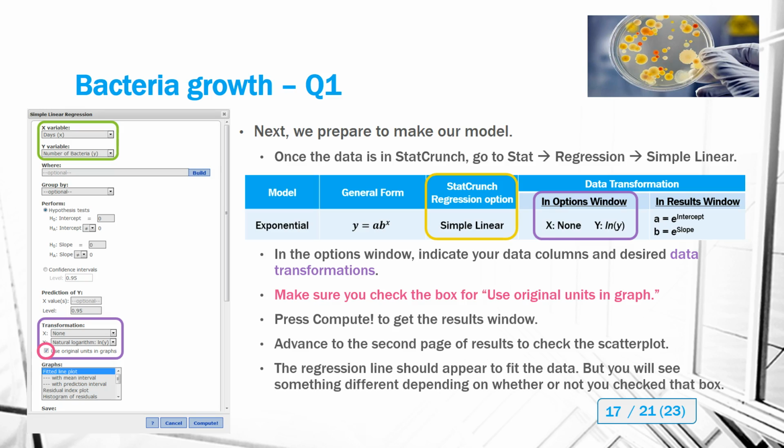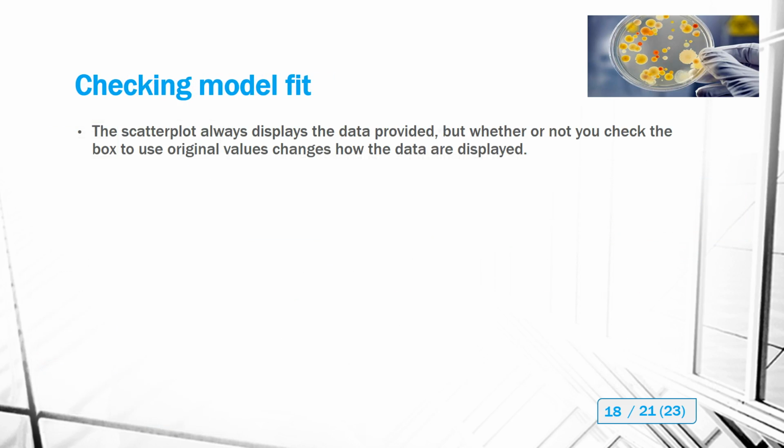Then you press compute, go to the second page of your results to see your scatter plot, and you're going to see that the regression line should appear to fit the data. But what you see is going to be different depending upon whether or not you have that little box checked or not. Whatever data you provide to StatCrunch, it's going to display a scatter plot of it. But the pattern that the data points make is going to be different depending upon whether or not you check that box. So if we check the box like we're supposed to, here's what we get for our bacteria growth data set. And this is what we want to see.